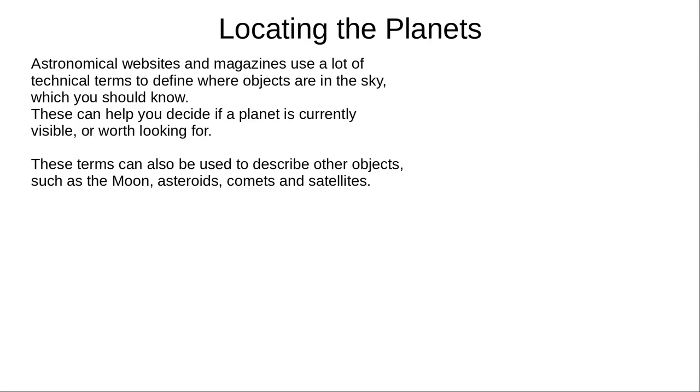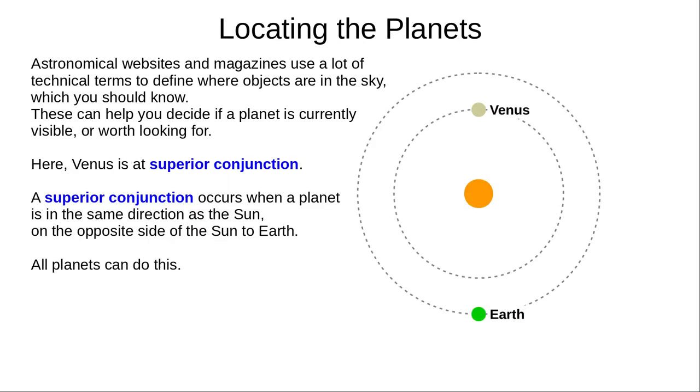In astronomy, we use a lot of technical terms to describe where astronomical objects such as planets are, and you should know what these mean. Here, Venus is at superior conjunction. This means it's in the same direction as the Sun, but on the opposite side of the Sun, so it's impossible to see Venus. All planets can be at superior conjunction.